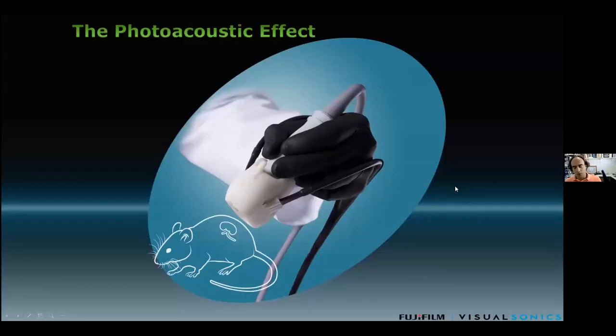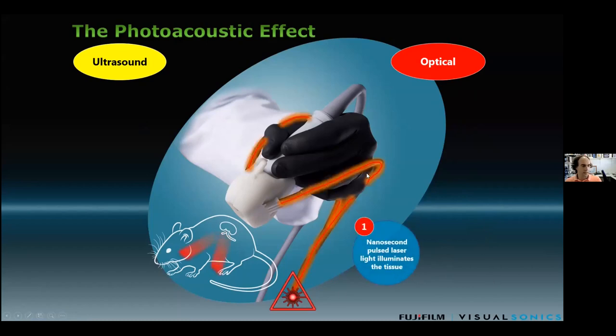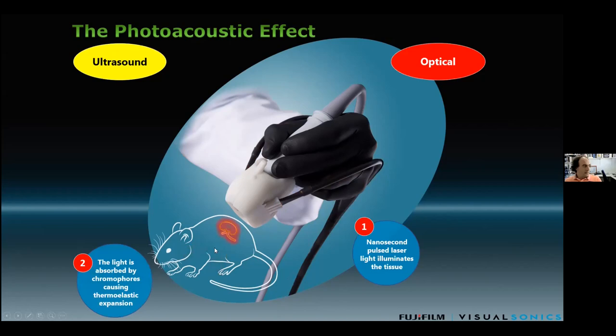And right now, the technology has changed, of course, and thanks to VisualSonics, we have this technology in our lab. It gives you the possibility to create sound with a nanosecond pulse laser, and to combine optical imaging and ultrasound imaging. To make this long story short, a nanosecond pulse laser illuminates the tissue in mice. The light is absorbed by chromophores, causing thermoelastic expansion. This thermoelastic expansion creates an ultrasound wave, which is directly detected by the ultrasound probe.